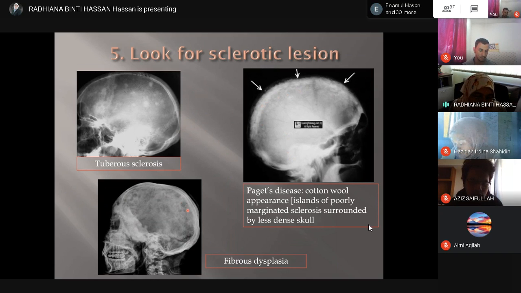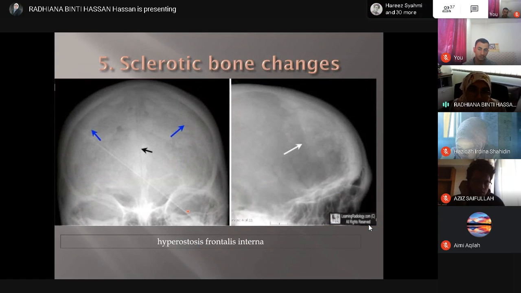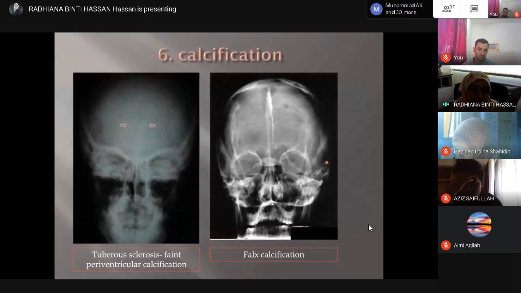So again, different pathology can cause all these sclerotic changes of the skull bone. Another condition, hyperostosis frontalis interna, is actually not really pathology. Sometimes it's considered as a normal variance where there is thickening at the frontal bone. But if the thickened part of the bone is very extensive, it can actually compress the underlying brain parenchyma.